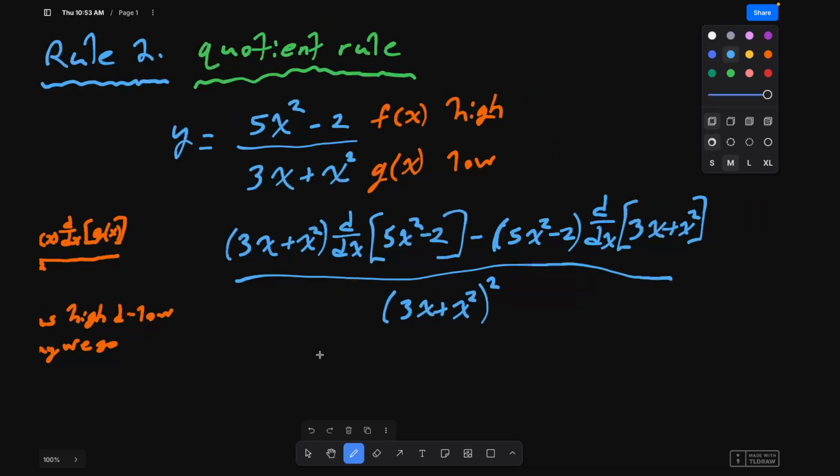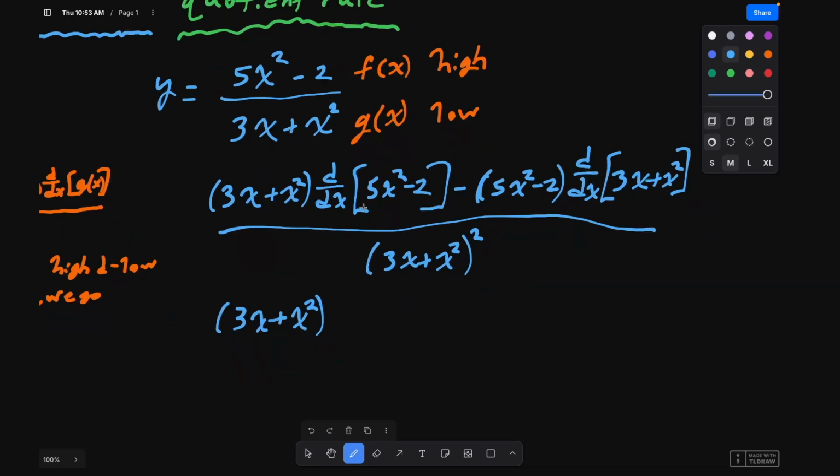Now setting up the quotient rule can be a bit tricky and a little bit annoying to get the terms in the right places. But after that, we follow the ddx's, we take the derivatives, and the derivatives are actually very simple. So if we take the derivatives here, we have 3x plus x squared times the derivative of 5x squared minus 2. This minus 2 is going to be 0.